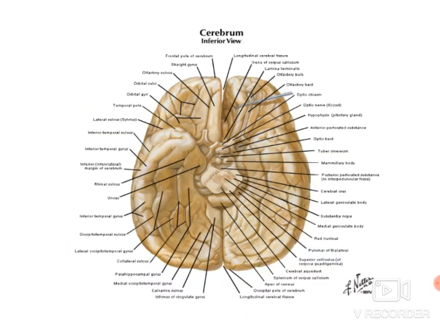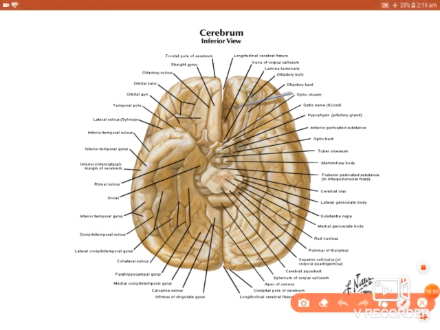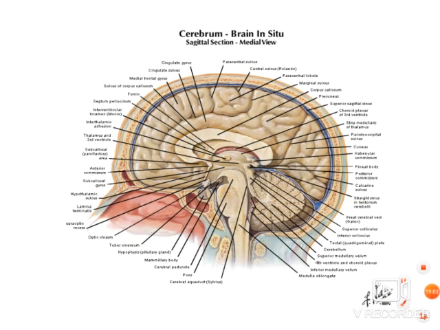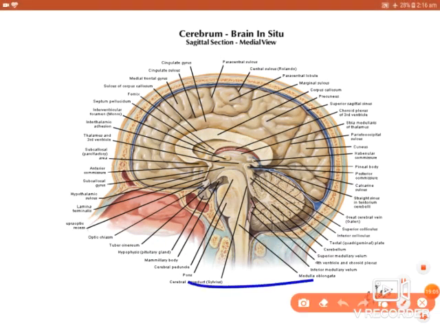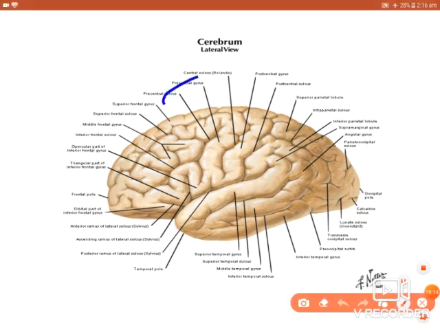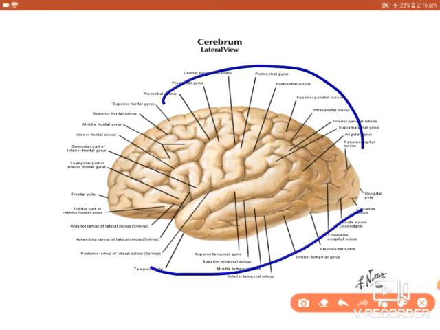So that's about the sulci and gyri on the inferior surface. This is in the medial surface. Then here are the sulci and gyri on the superolateral surface.